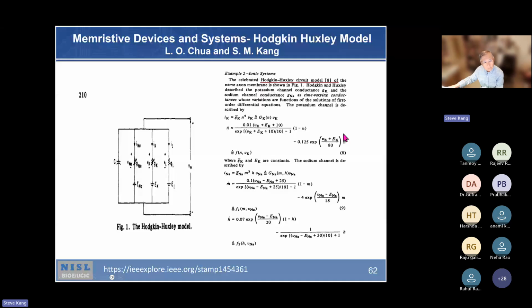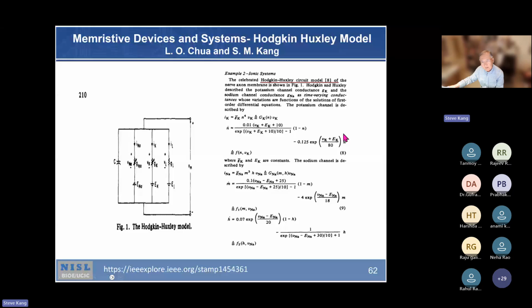If you look at the sodium channel, INa, the sodium current, is equal to some constant, m raised to the power of 3 multiplied by h, and VNa.